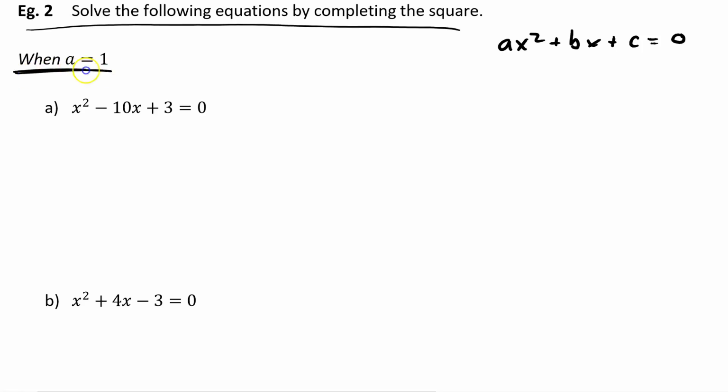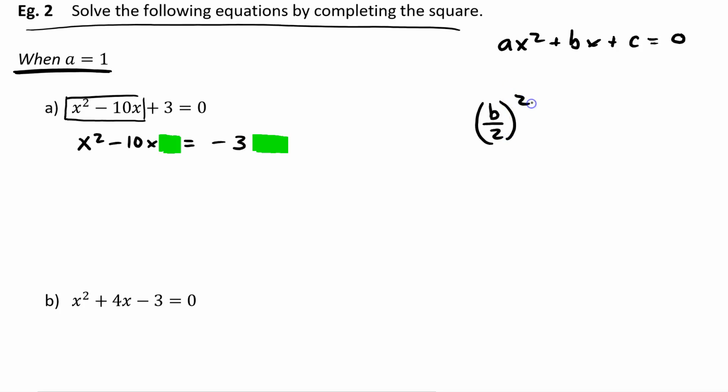So let's just start out with some easier examples when a, the coefficient in front of the x squared term, is 1. So first things first, I want to isolate anything with an x. So x squared minus 10x equals negative 3. Now I'm going to see what number can be added to this side, and subsequently will need to be added to the other side, to make this a perfect square trinomial. Remember our sweet shortcut here where we have b over 2 squared.